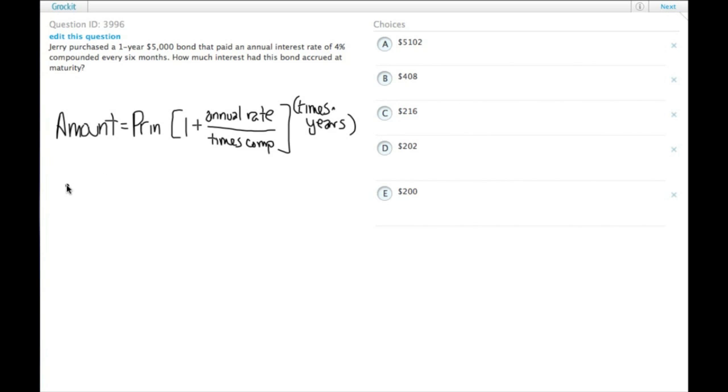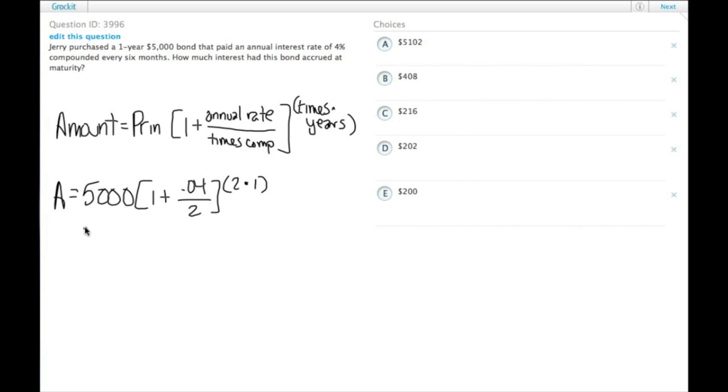So the amount, and we fill in the numbers from the actual problem, is going to equal that principal of $5,000 times 1 plus, and we express the annual rate as a decimal, so that's 0.04. And it's compounded twice per year. It's every 6 months, so that's 2 times a year. And it is raised then to, it's 2 times a year, and we are trying to find out how much it is after 1 year.